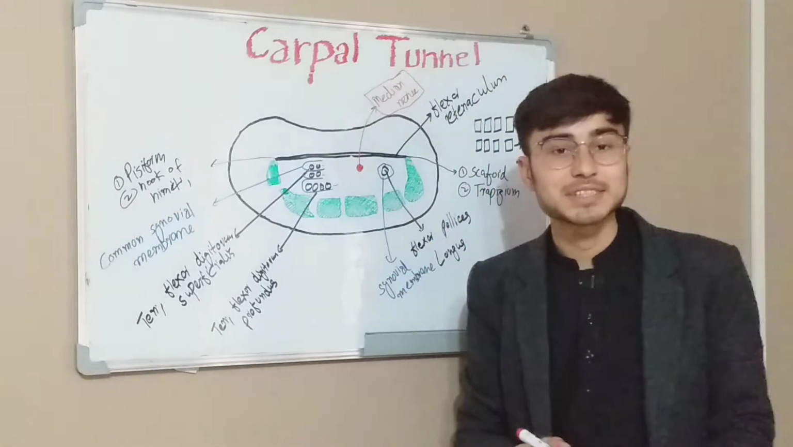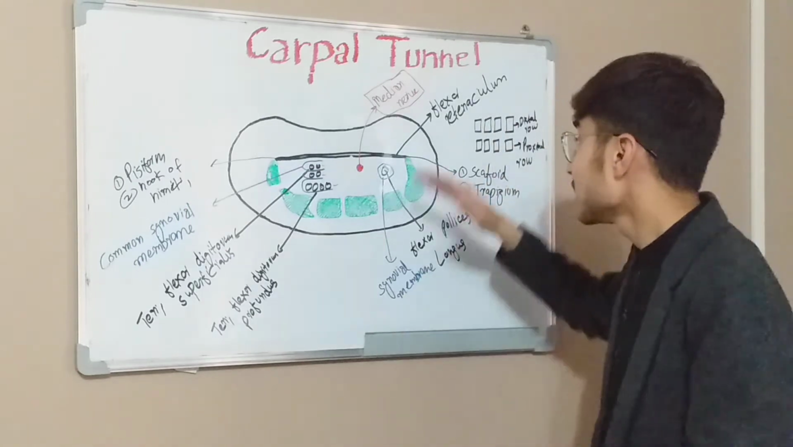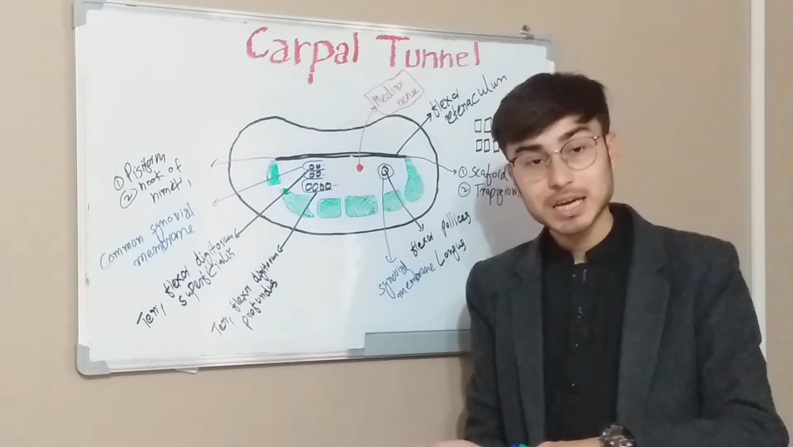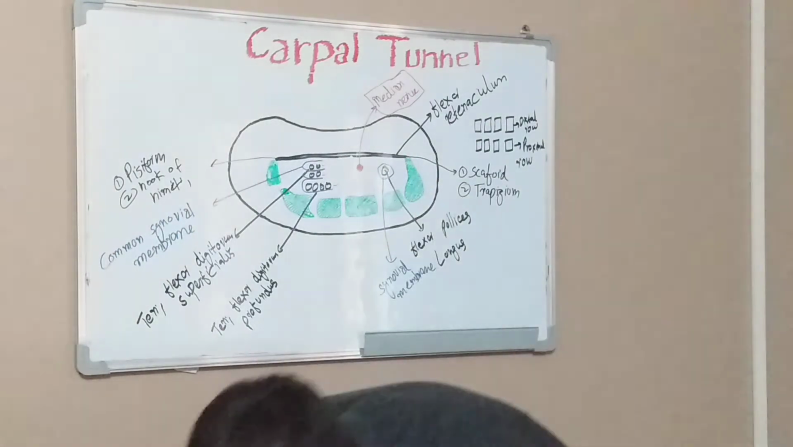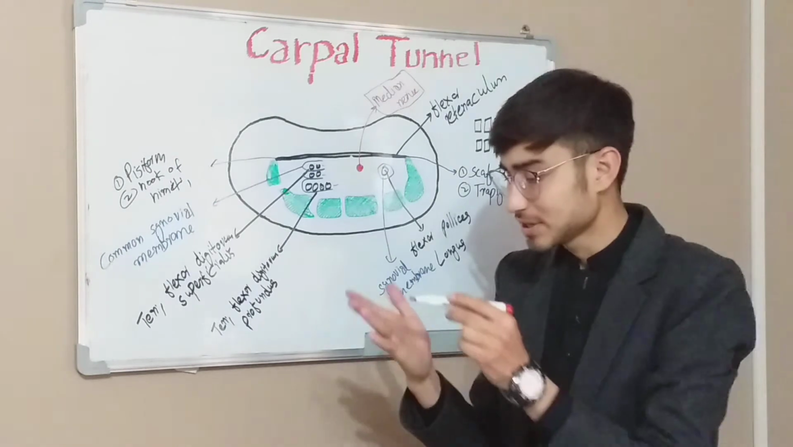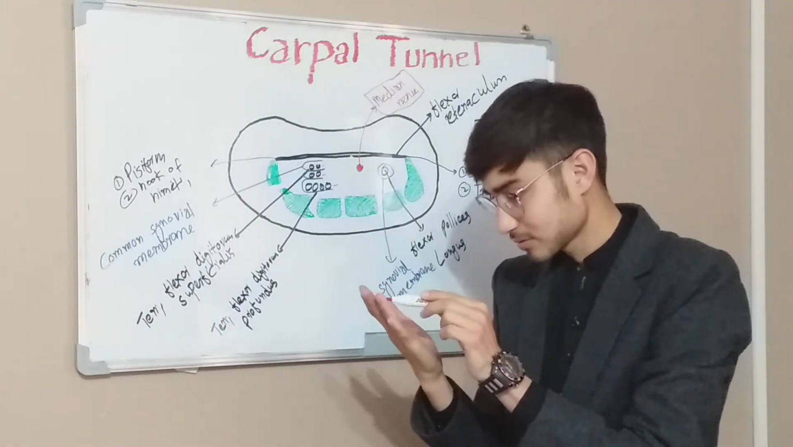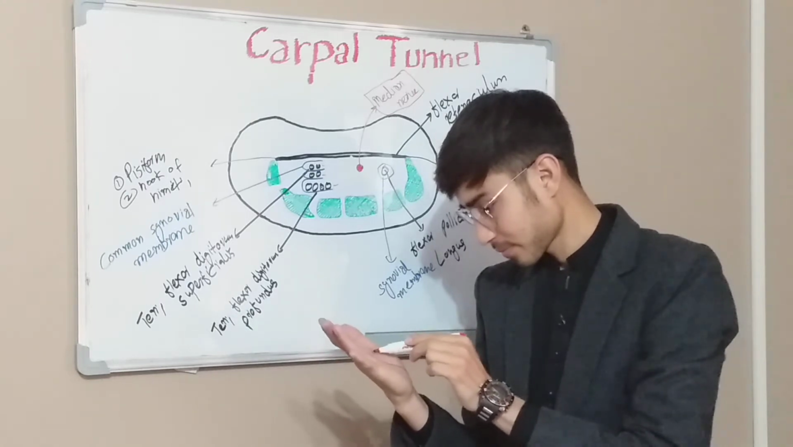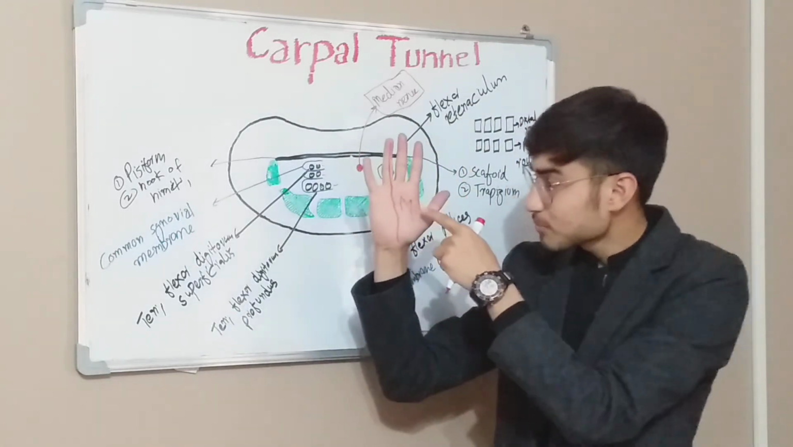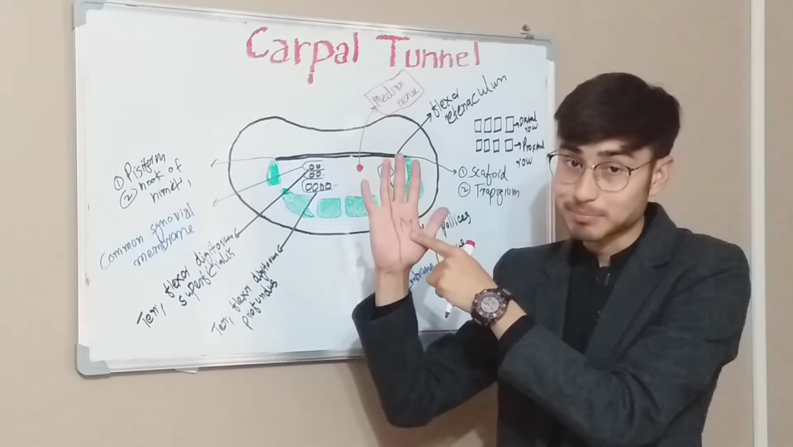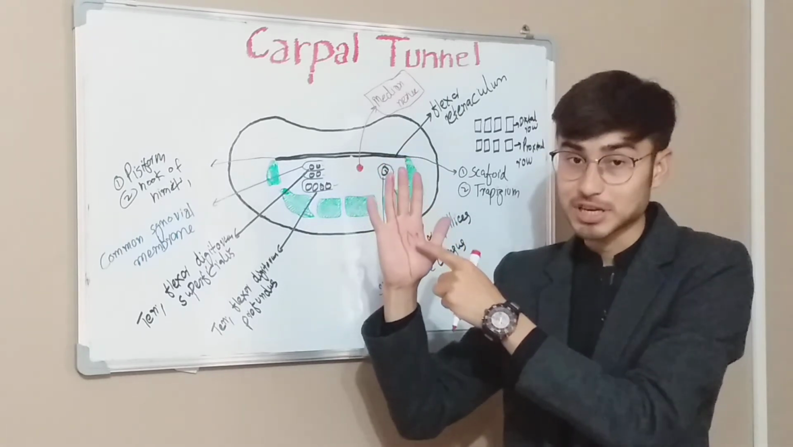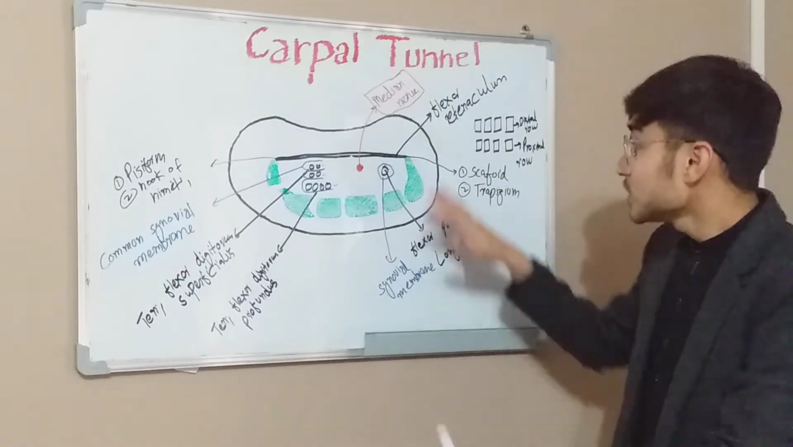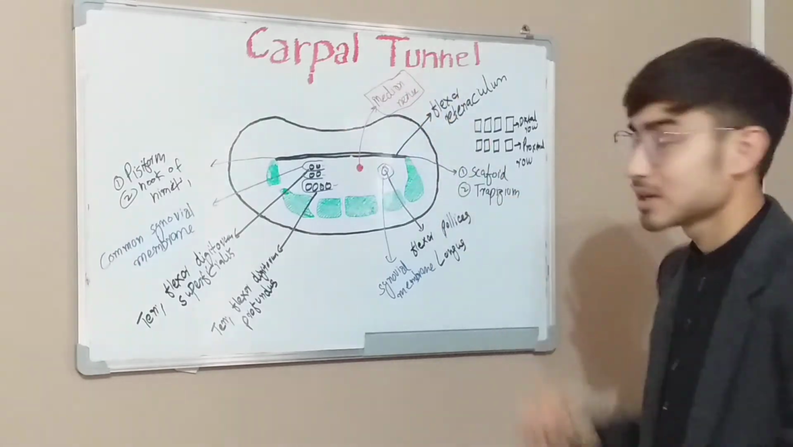And this very nerve is very important. This very nerve supplies the lateral 3.5 fingers, right? So this very portion of the hand is supplied by the median nerve, right? So this was all regarding the carpal tunnel, right?